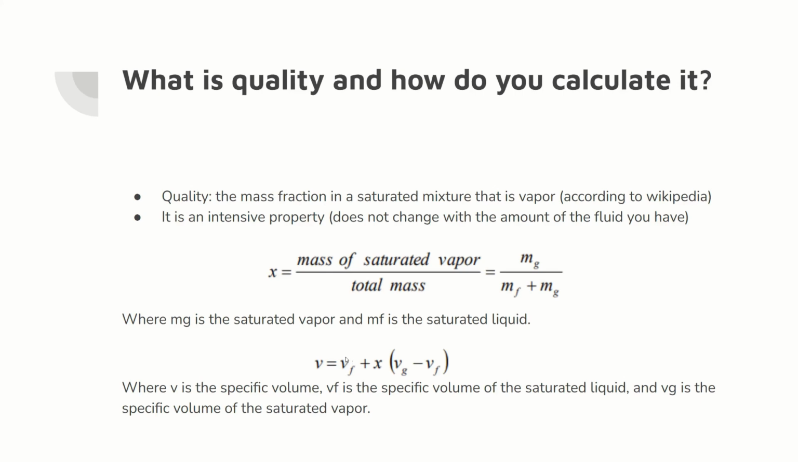And so again, you take the specific volume of the saturated liquid plus the quality times the difference of the specific volume of the saturated vapor minus specific volume of the saturated liquid. And again, the specific volume here could be replaced by any intensive property. It could be specific enthalpy, it could be entropy, it could be whatever.